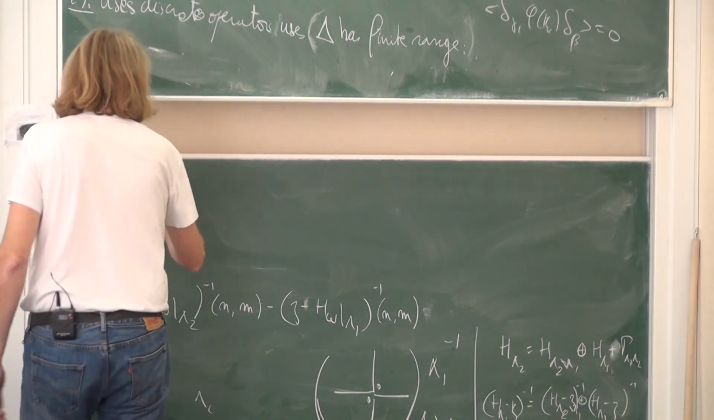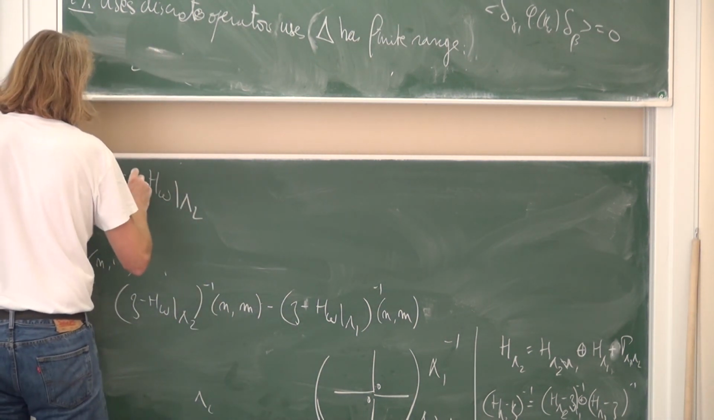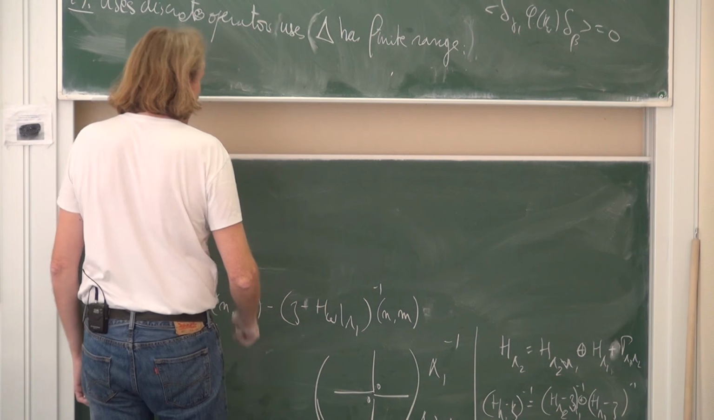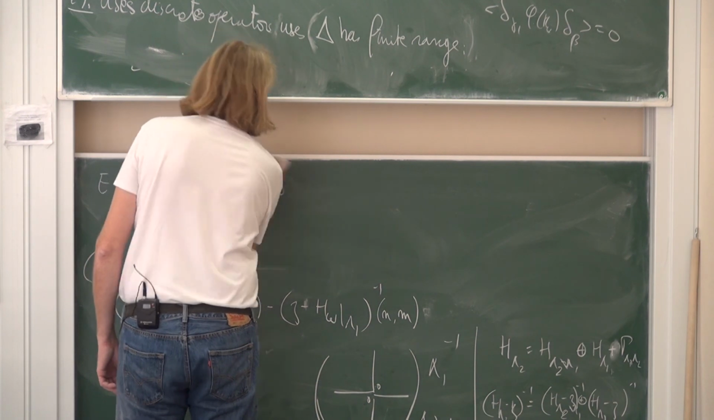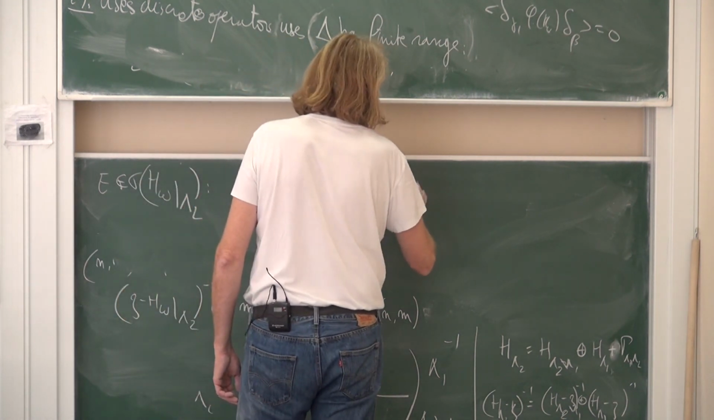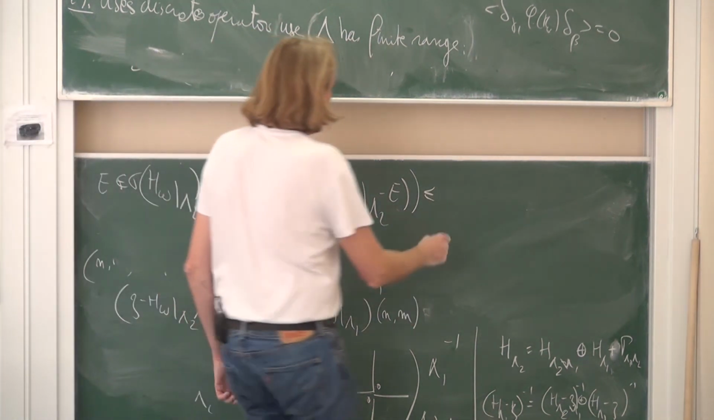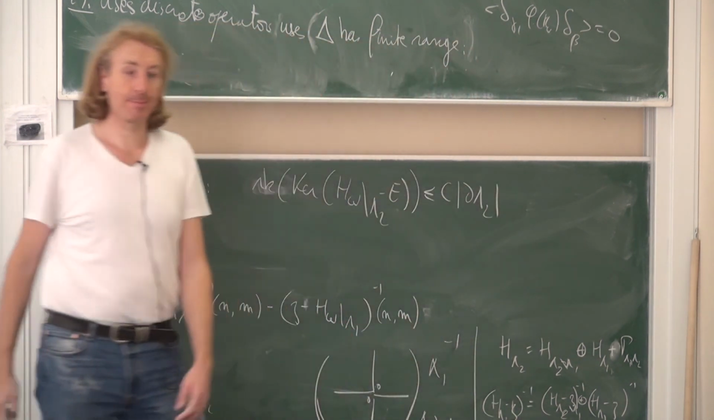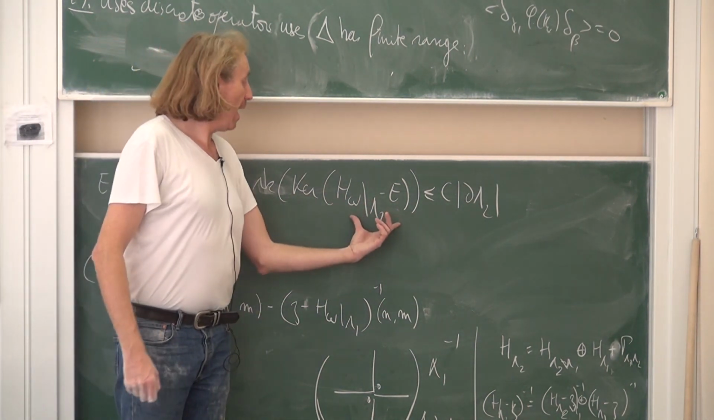Okay, so take h omega restricted to lambda L, right? And let E belong to the spectrum of h omega lambda L. So one has the following thing. The rank of the kernel of h omega restricted to lambda L minus E is bounded from above by a constant times the volume of the boundary of lambda L.